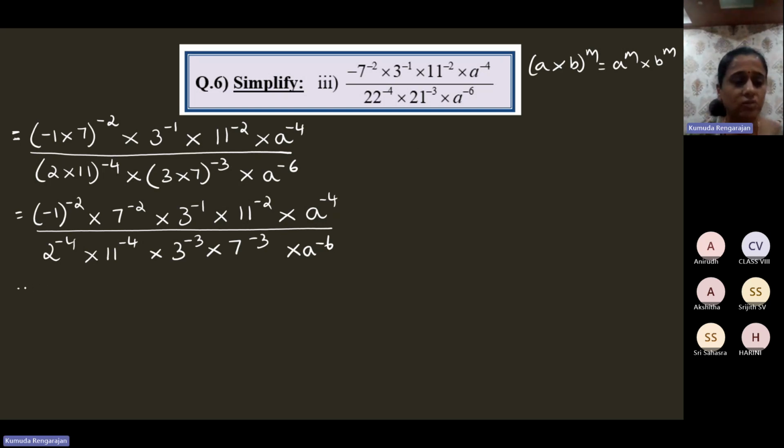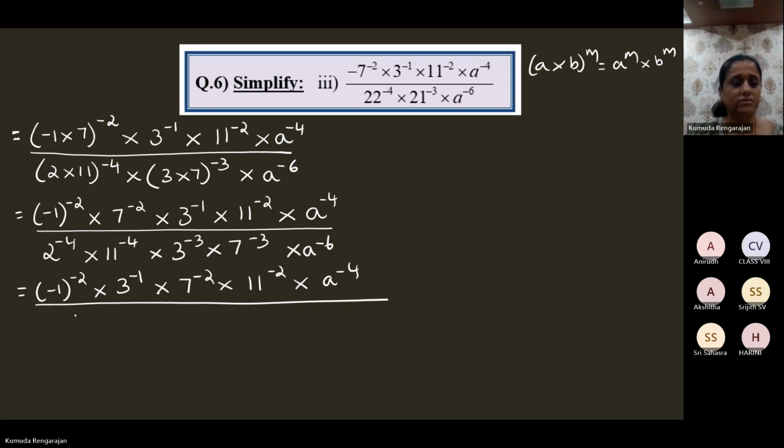Okay. Now, children, the next step. Minus 1 to the power minus 2 into, I'll just arrange the terms. Now, see here. We have base 3 to the power minus 1 into 7 to the power minus 2 into 11 to the power minus 2 into A to the power minus 4, divided by 2 to the power minus 4. Under this, I'll write 3 to the power minus 3 into 7 to the power minus 3 into 11 to the power minus 4 into A to the power minus 6. I've just rearranged the terms.